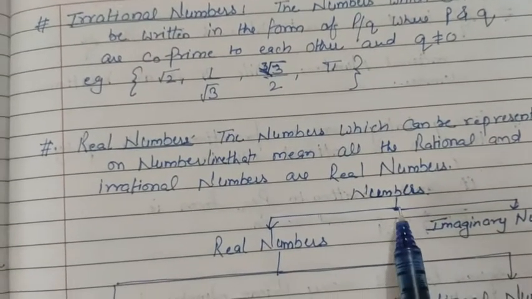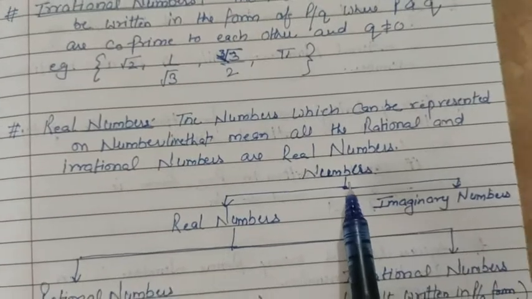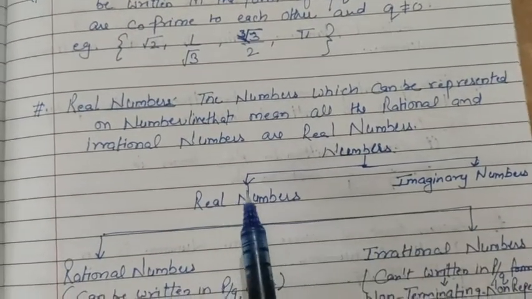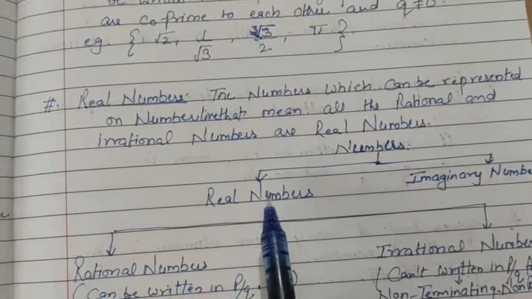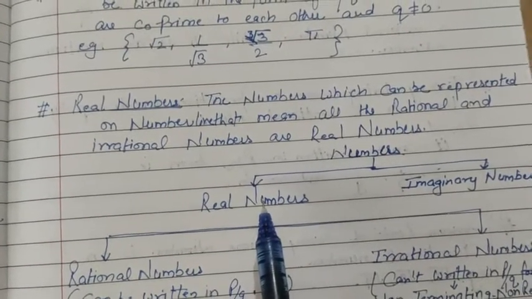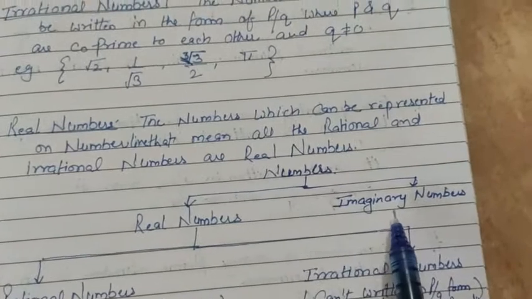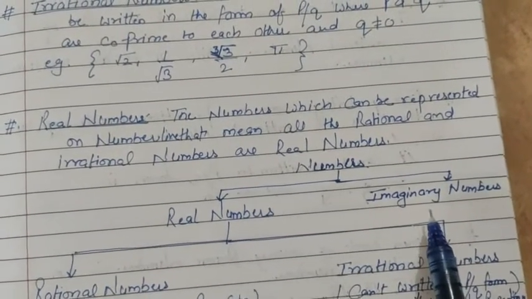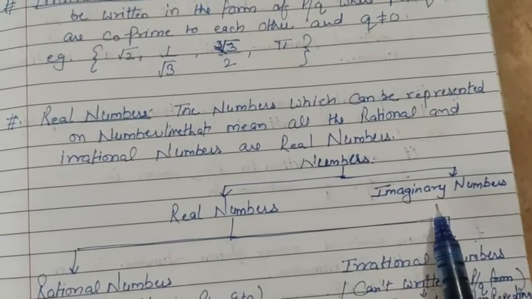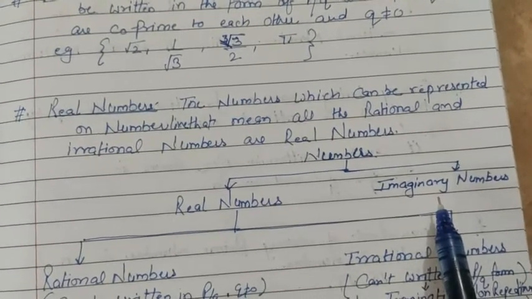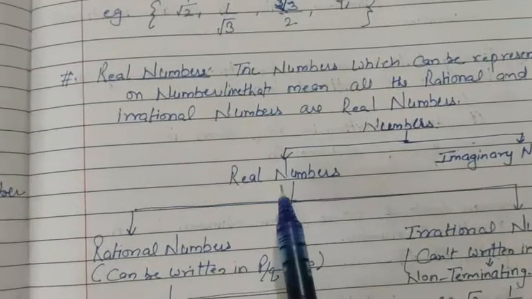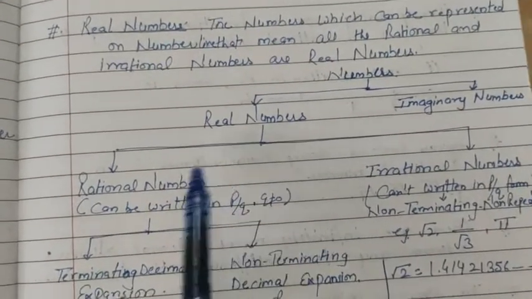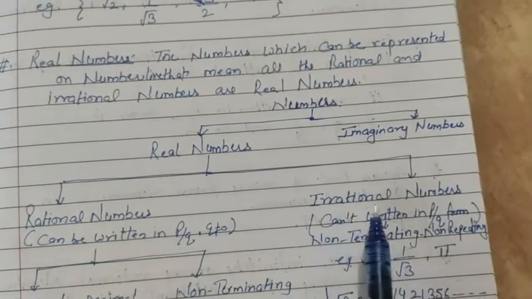Now numbers are of two types mainly: real numbers and imaginary numbers. Real numbers we already studied. The numbers which can be represented on the number line are called real numbers. Imaginary numbers are the numbers which can't be represented on the number line, and this is in your next standard syllabus. So we will discuss only real numbers in class 10. Here real numbers are of two types: rational numbers and irrational numbers.